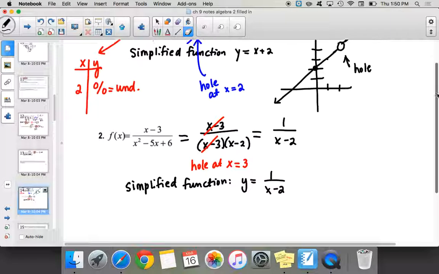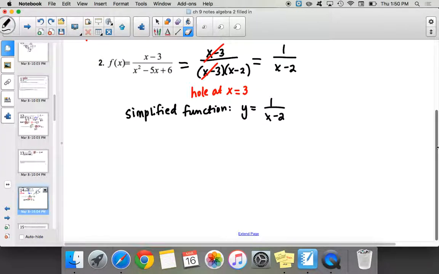Okay, so this is a little bit tricky. This is the first rational function that we're going to graph. So we're going to go through a lot of steps. I want you to tell me the horizontal asymptote and vertical asymptote. So let's start with vertical asymptote. In order to find the vertical asymptote, I set the denominator equal to 0.